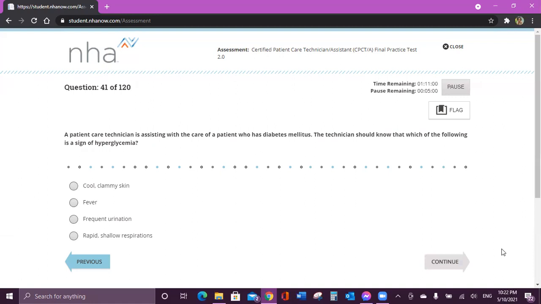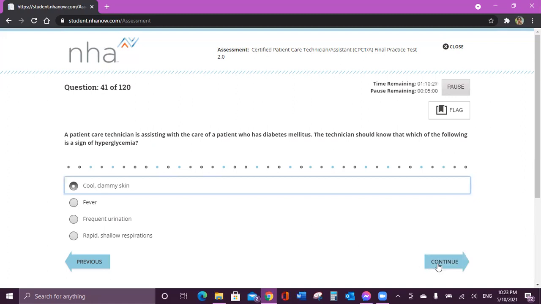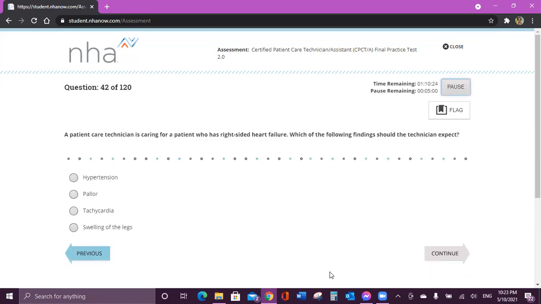D. Rapid, shallow respirations. No, but the patient has diabetes. A patient care technician is assisting with the care of a patient who has diabetes. Wait a minute. The technician should know which of the following is a sign of hyperglycemia. I think it's A, cold, clammy skin. Yes, it's clammy skin. Wait.